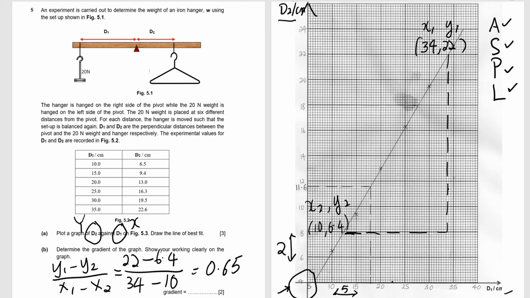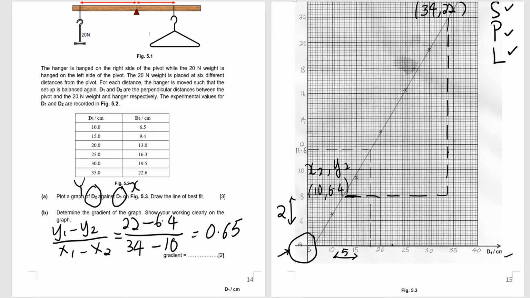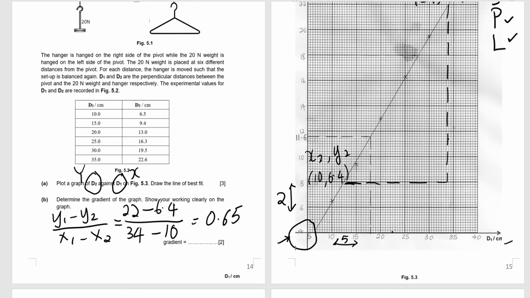Okay. I think the answer sheet says 0.64. I think it's fine. And so the next thing, just write the gradient. And again, by showing this working, you would have scored another 1 mark.